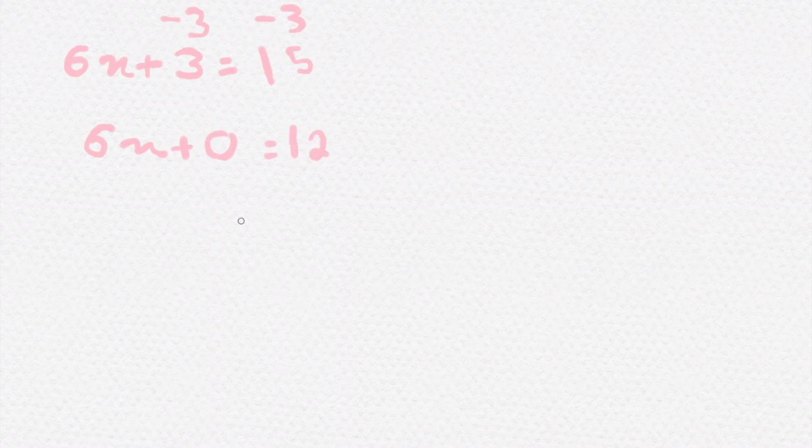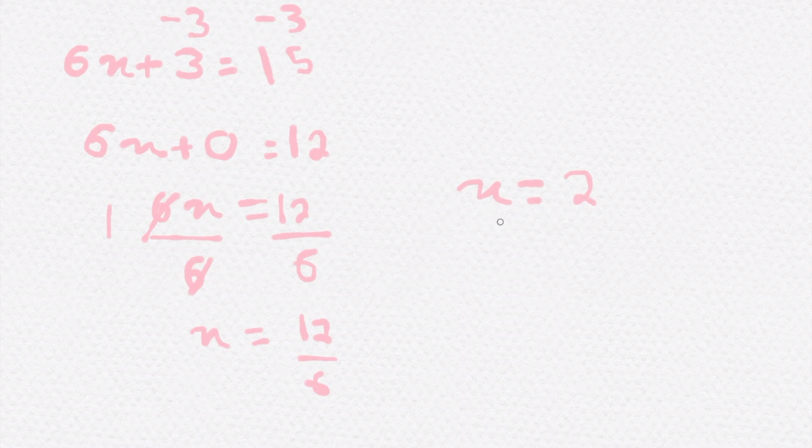Like I said, feel free to pause the video and try yourself. 6x plus 3 is equal to 15. Now, we must minus 3 from both sides again because whatever you do to one side, you must do to the other. So, 6x plus 0 is equal to 15 minus 3, which is 12. 6x will be equal to 12. So, 6x divided by 6 is 1. So, x is equal to 12 over 6. Your final answer will be x is equal to 2.